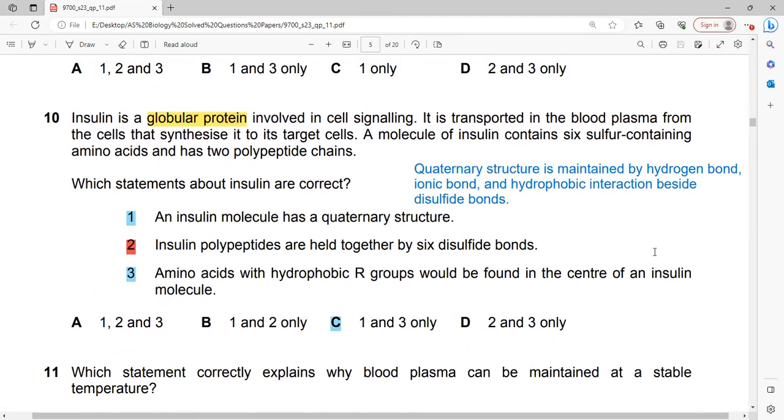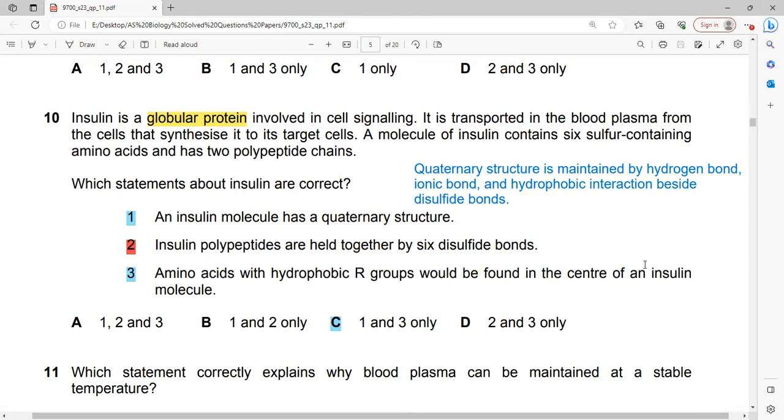Question number 10. Insulin is a globular protein involved in cell signaling. It is transported in the blood plasma from the cell that synthesizes it to a target cell. The molecule of insulin contains 6 sulfur-containing amino acids and has 2 polypeptide chains. So which statements about insulin are correct?